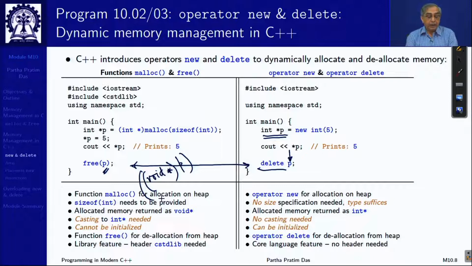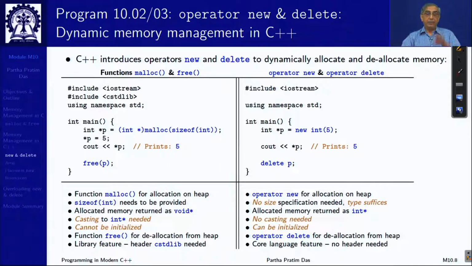Finally, malloc and free are C standard library support, whereas new and delete are operators, so they are language support. So, in C++, dynamic memory management becomes a core part of the language, which was not there in C.